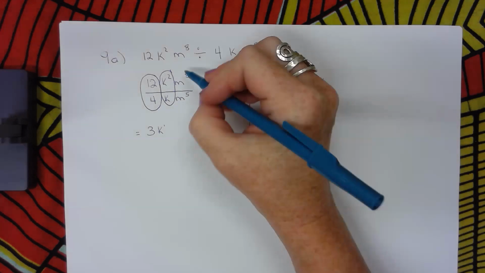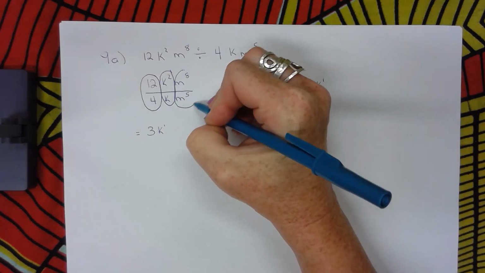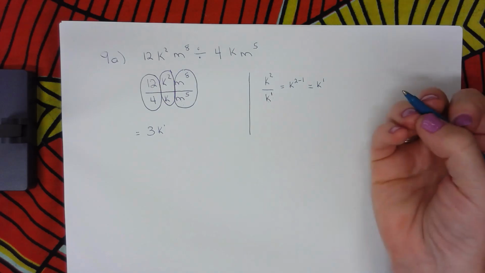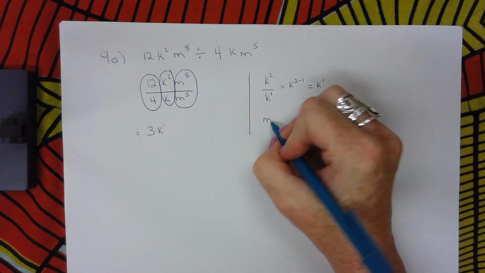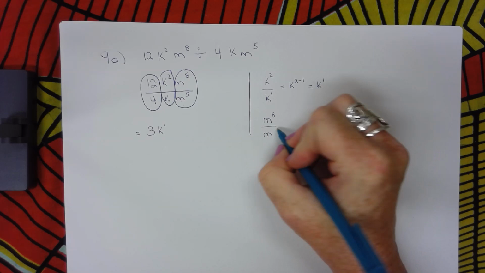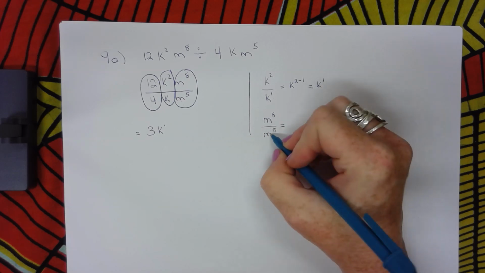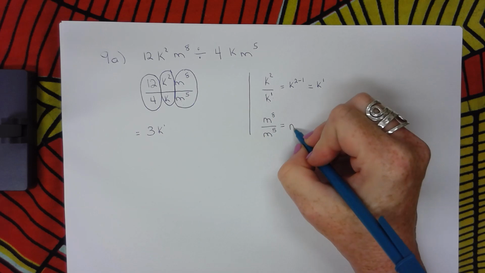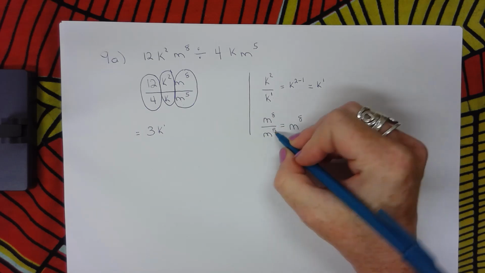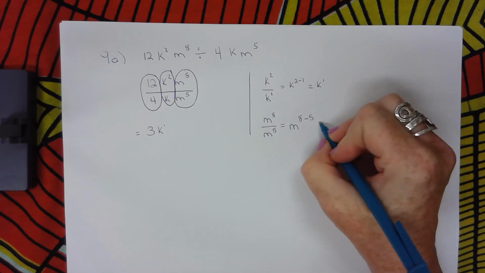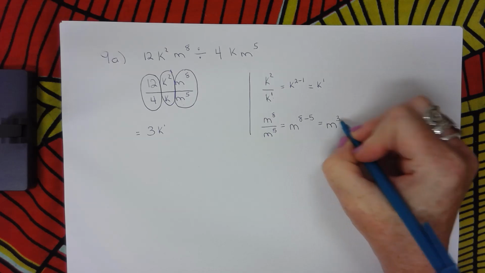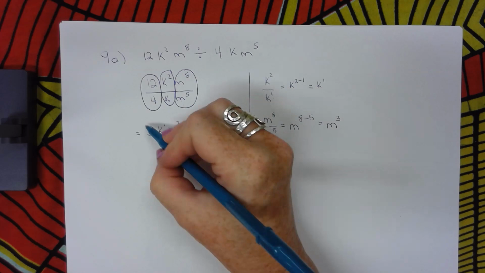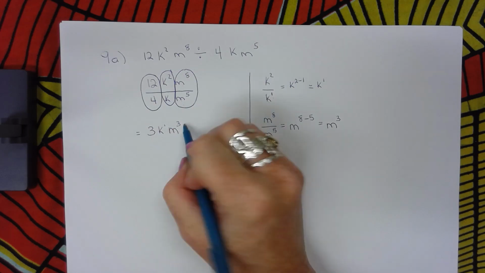And then I can do these bases because they're the same. So I'm going to divide m to the 8 by m to the exponent 5. So I'm going to take m to the 8 and divide it by m to the 5th. And we know that when we're doing this, again, we would apply the quotient rule. So we're going to subtract the exponents. So we're going to do 8 subtract 5, which is equal to m cubed. And I'm now going to take that m cubed and write it over here. So my final answer is 3k m cubed.